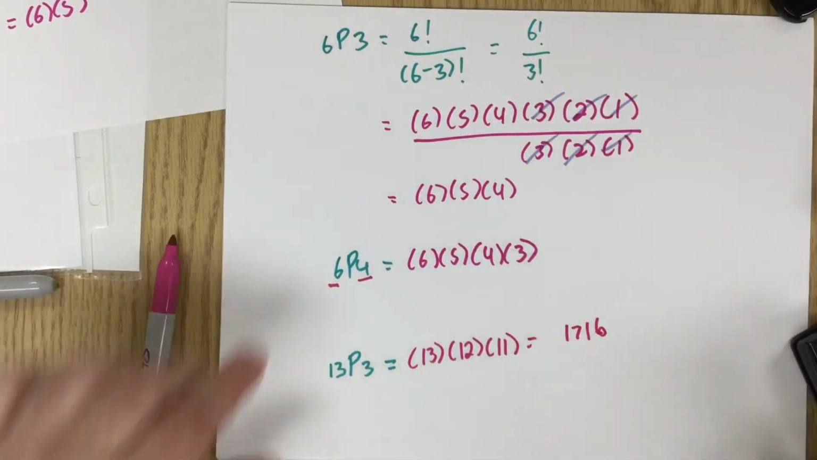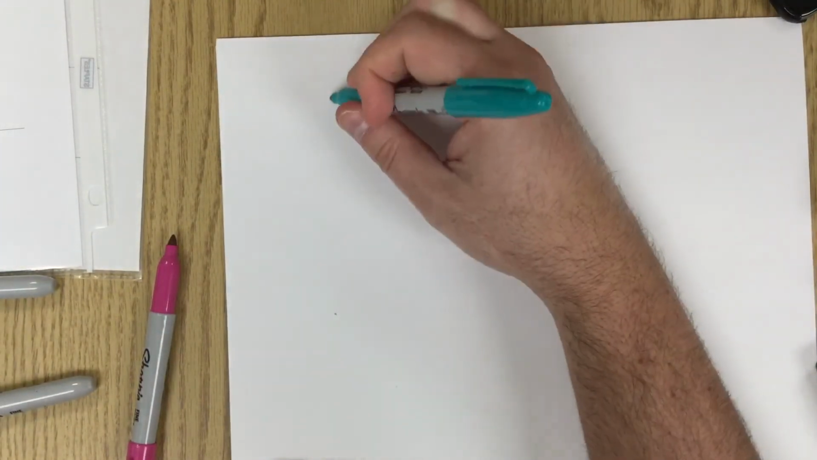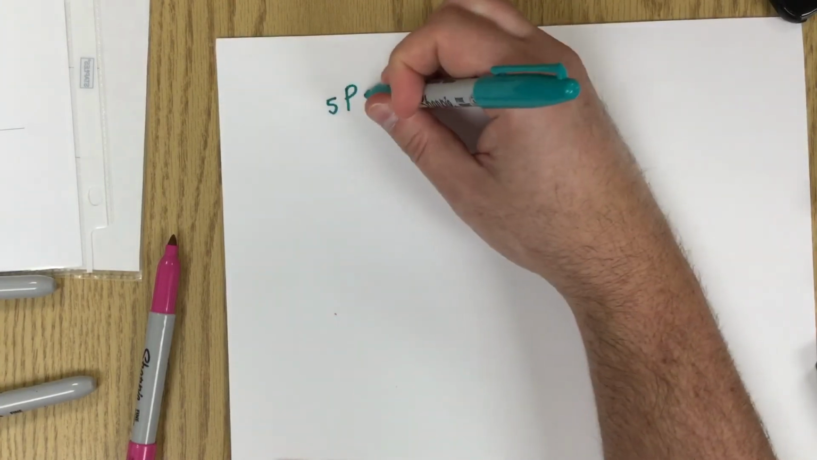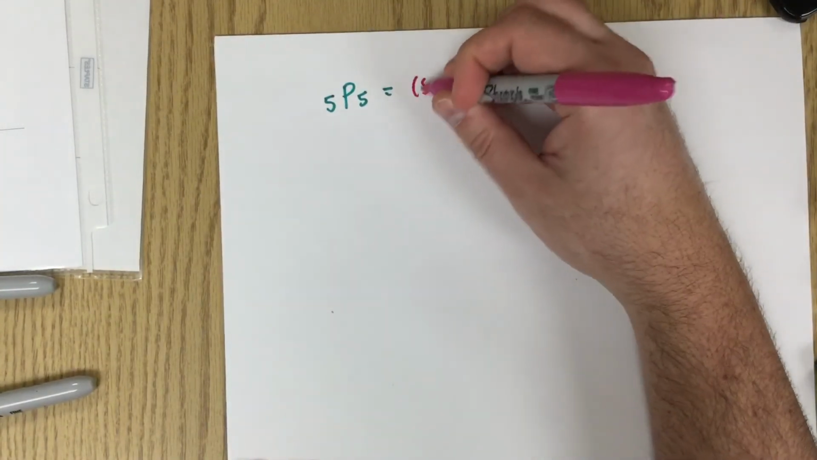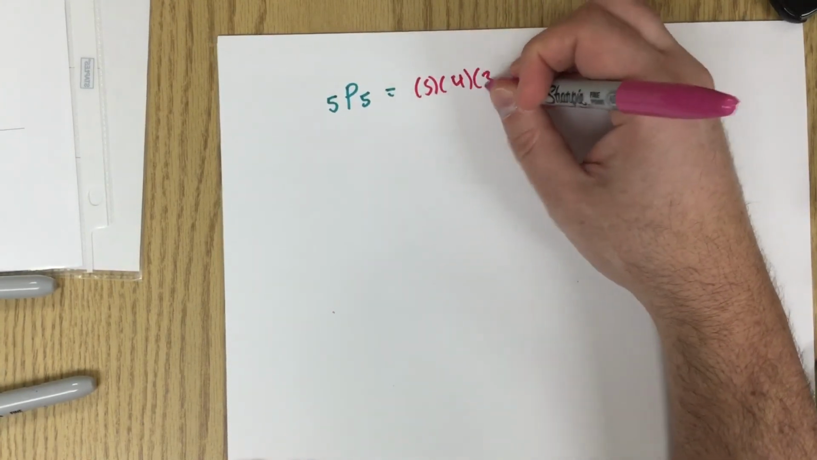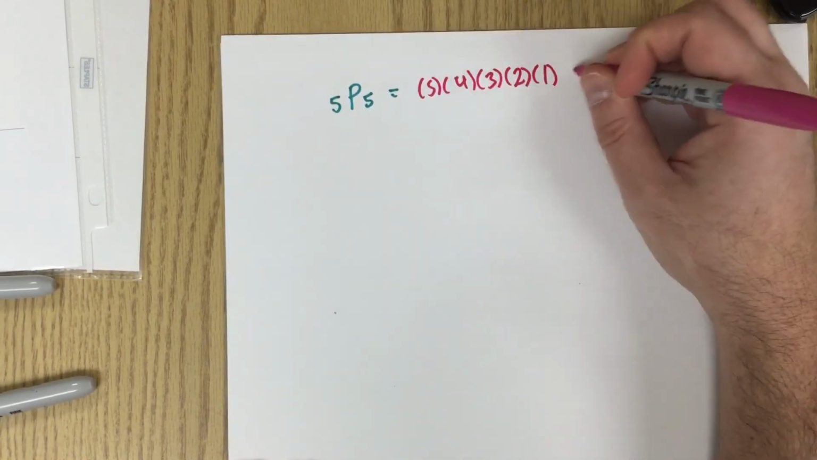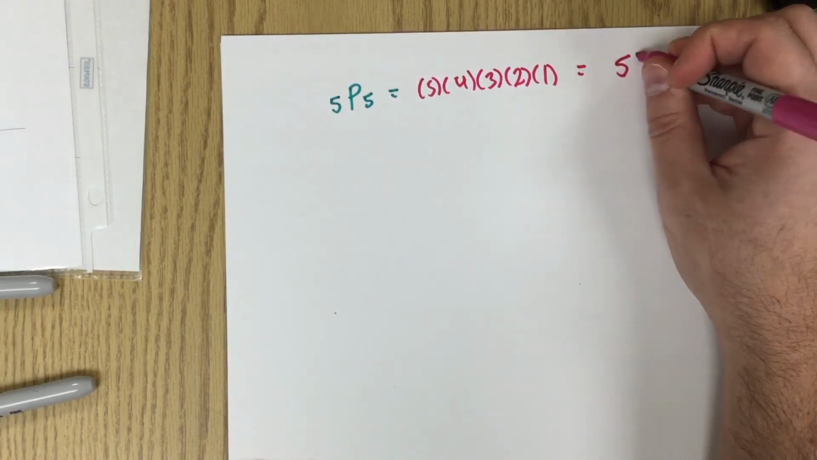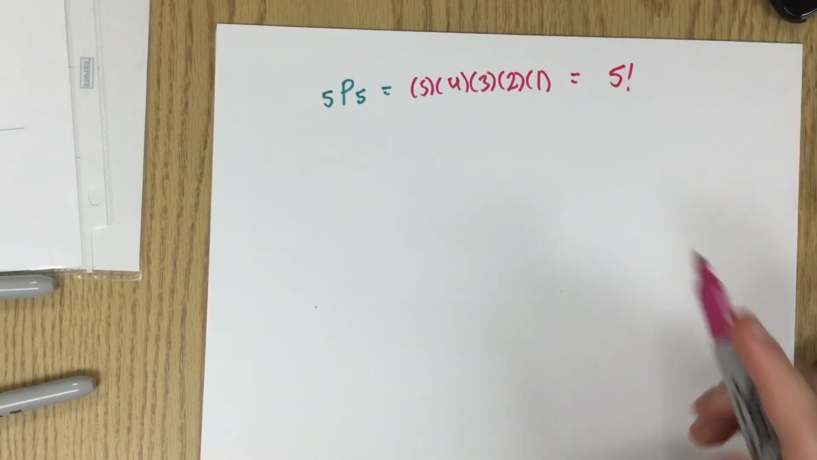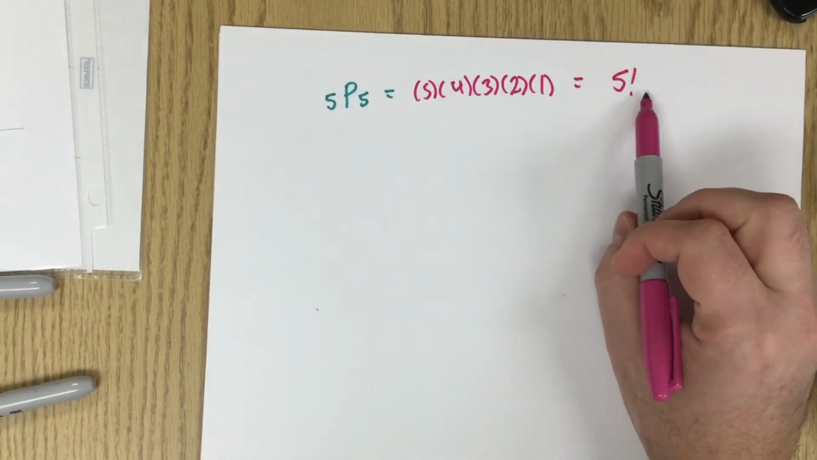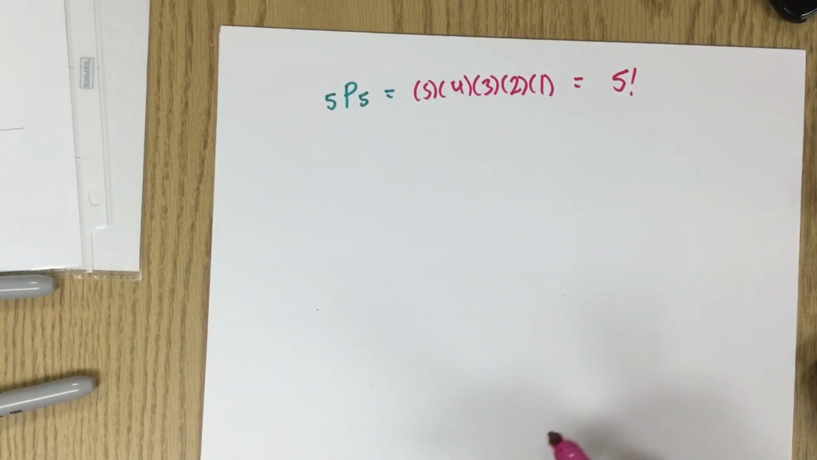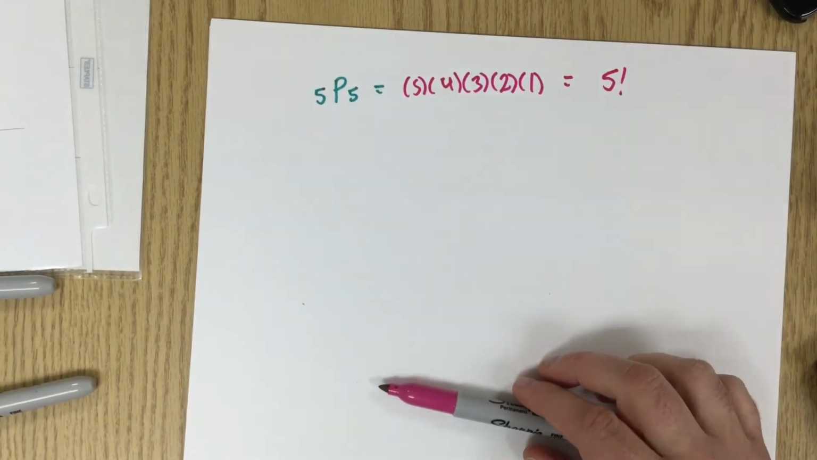One consequence of that is if I had 5 pick 5, that's the first 5 terms of 5 factorial, which is 5 times 4 times 3 times 2 times 1, which is just equal to 5 factorial. So it turns out 5 pick 5 and 5 factorial are the same thing. And that's permutation notation.